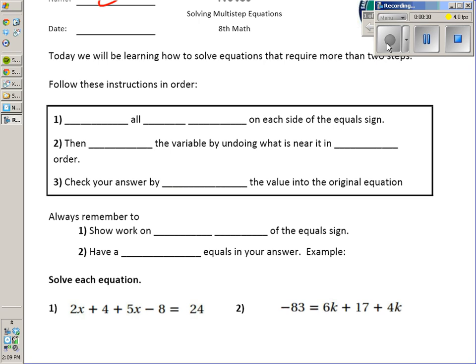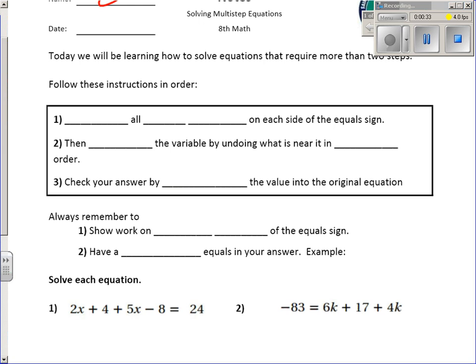Our first step will be to combine all like terms on both sides of the equation. So say for instance on number 1, if there were other like terms on the right side, we would do that. Here we only have like terms on the left side, so 2x and 5x. We're going to put those together first. Write them down here. And then we're going to put together the 4 and the -8.